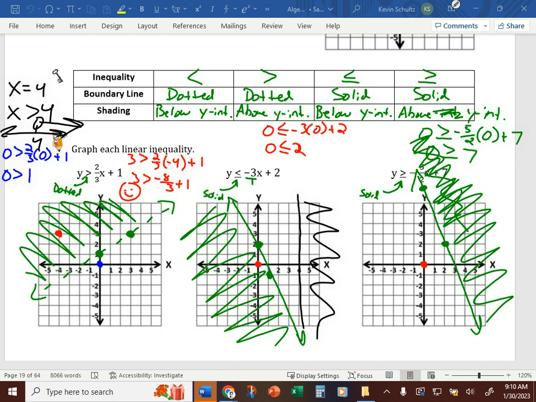All right, your homework. First of all, any questions on this table? Because this is literally the key point to everything.